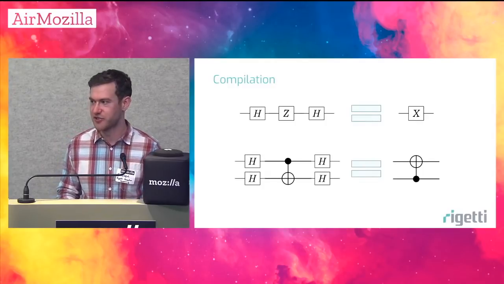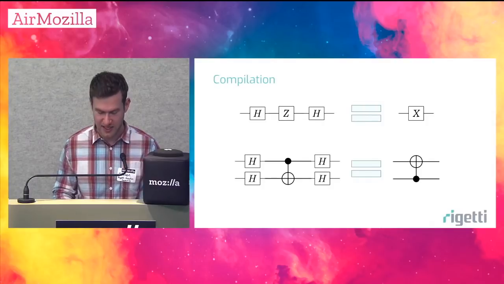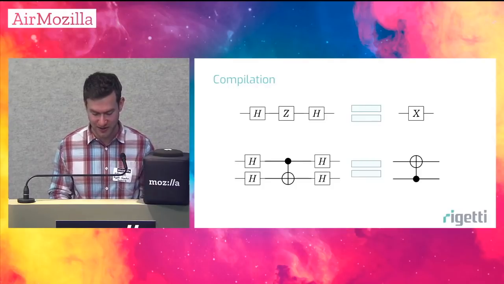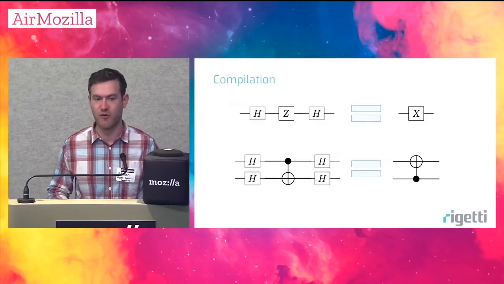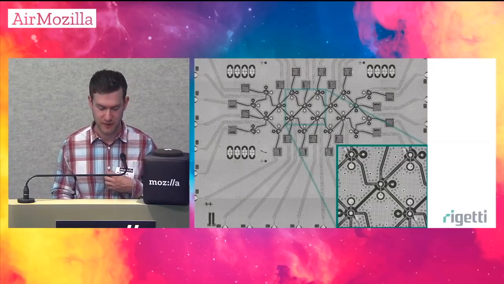So another challenge that the compiler has to solve is dealing with limited connectivity of qubits. In Quil, you can perform a 2-qubit operation on any arbitrary pair, but in reality, the quantum devices that we manufacture do not form a fully connected graph.